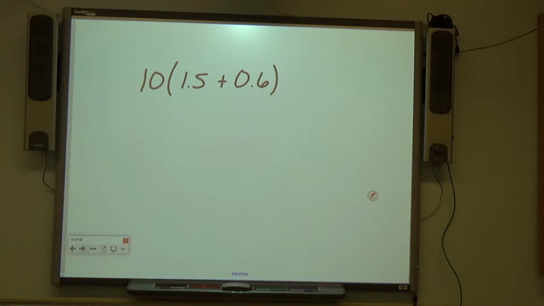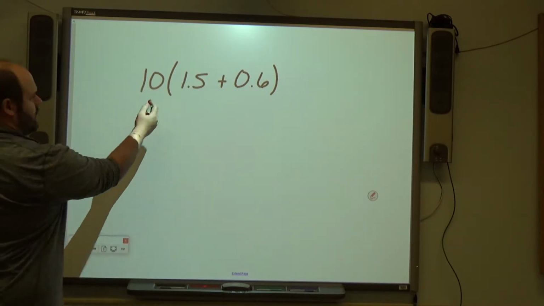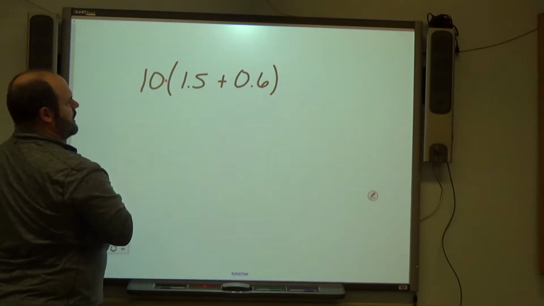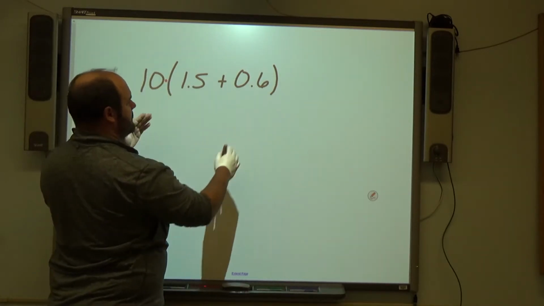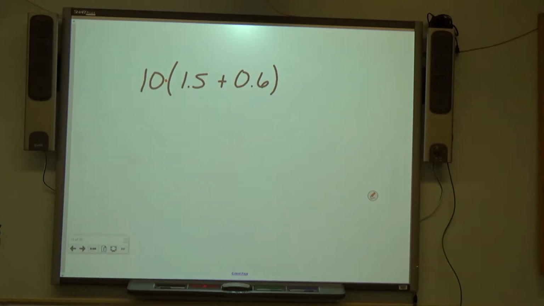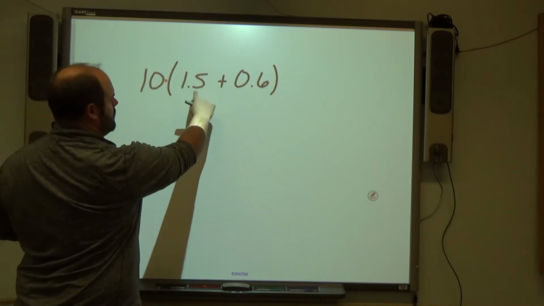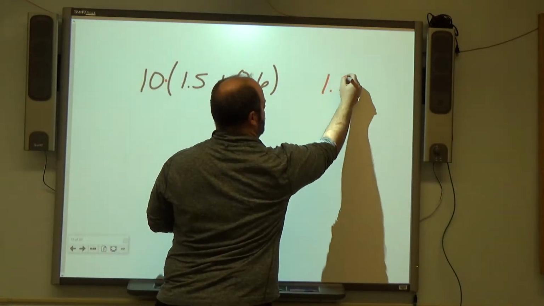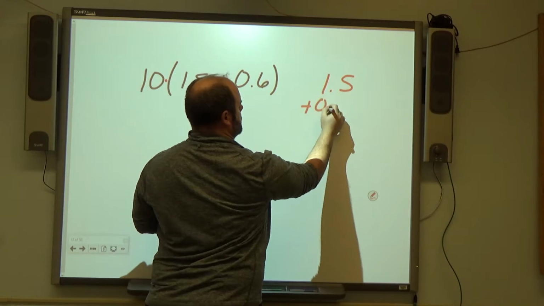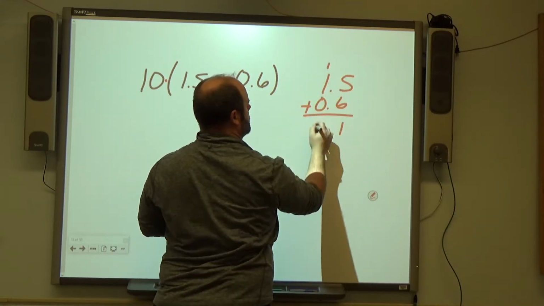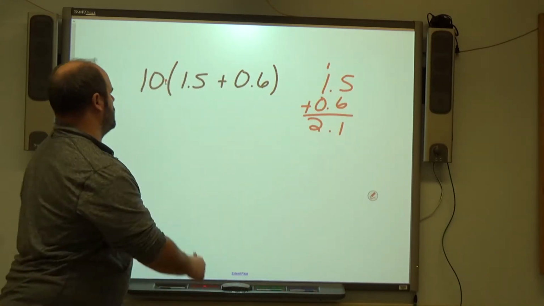Okay, here you're given a set of parentheses. This also means multiplication, okay? But because parentheses comes first, top to bottom in your PEMDAS, you have to look inside the parentheses and simplify that expression first. So we have to do 1.5 plus 0.6, and we arrive at 2.1.